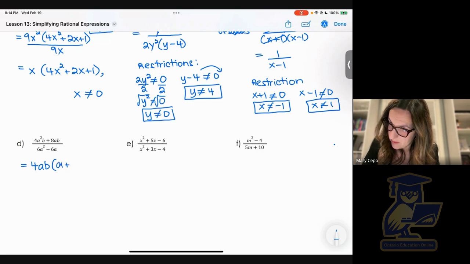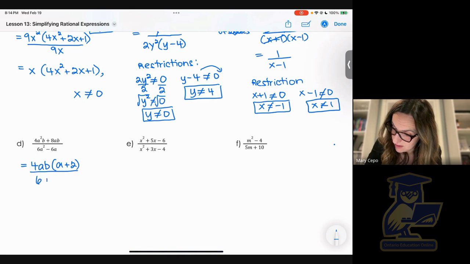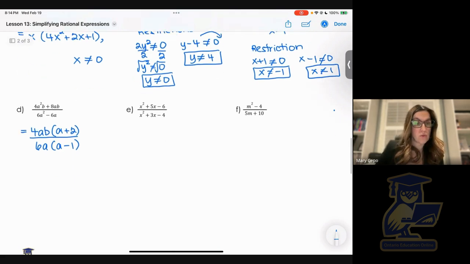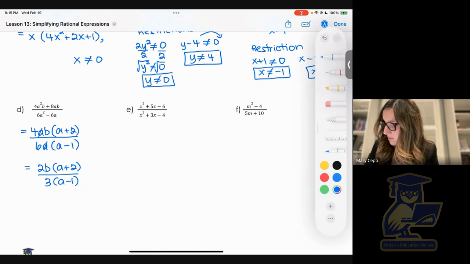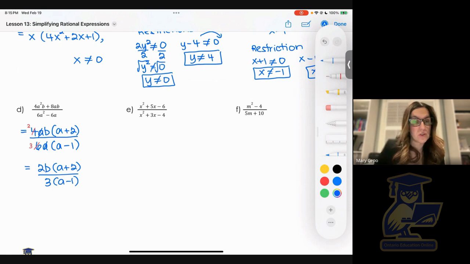a plus 2, all over, a common factor between 6a squared minus 6a, we can say is 6a, and we're left with a minus 1. Now, if you notice, we can reduce 4 over 6, and we can cancel out this a. So we're left with 2b, a plus 2, all over 3 times a minus 1. Reminding ourselves that 2 goes into 4 twice and into 6 three times. If you can reduce fractions, always do so.